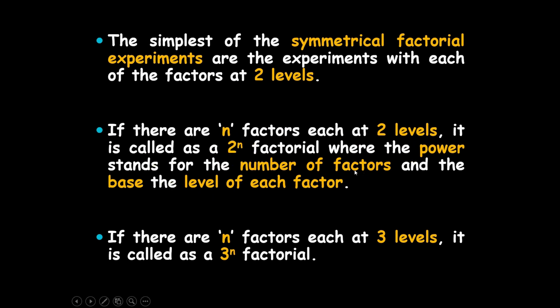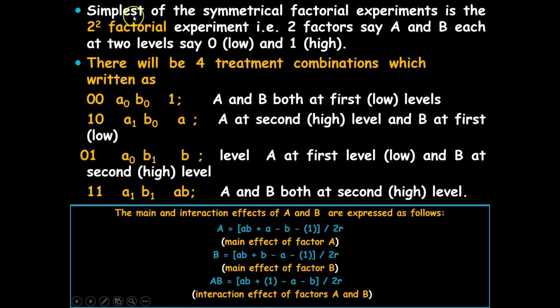the number of factors. For example, 2 raised to the power 2 means two factors, each involving two levels. So the power stands for the number of factors, and the base is the level of each factor. If there are n factors each at 3 levels, it is called 3 raised to the power n. Now, the simplest of the symmetrical factorial experiments, and when I say symmetrical, that means the levels are the same, is 2 raised to the power 2. This is the simplest one.